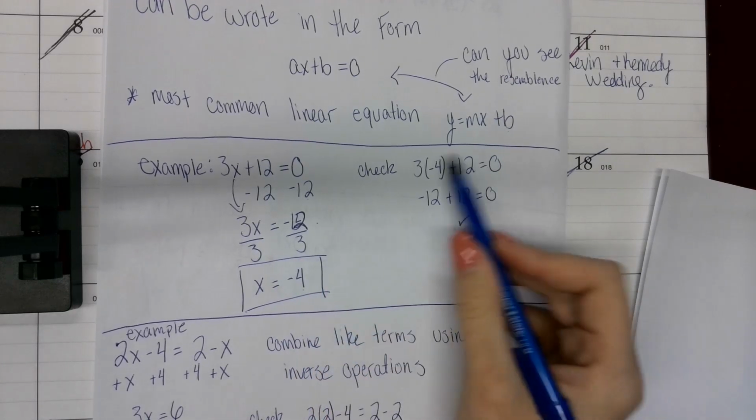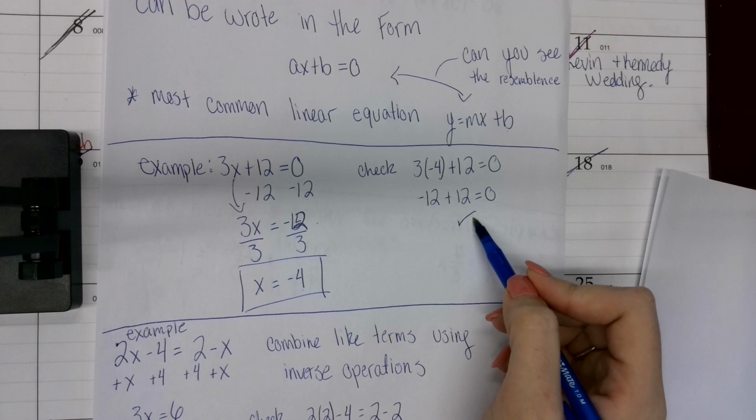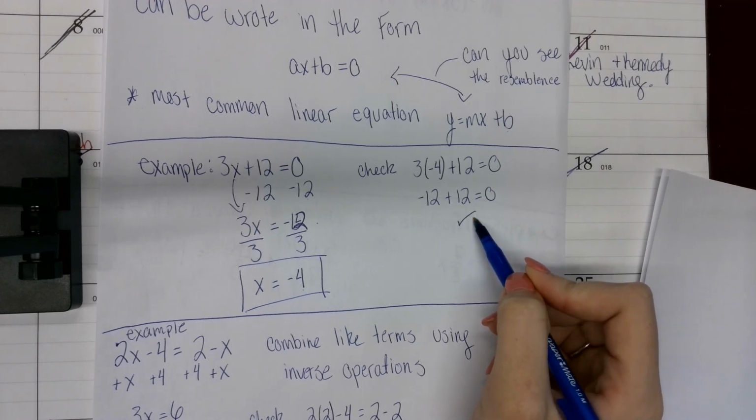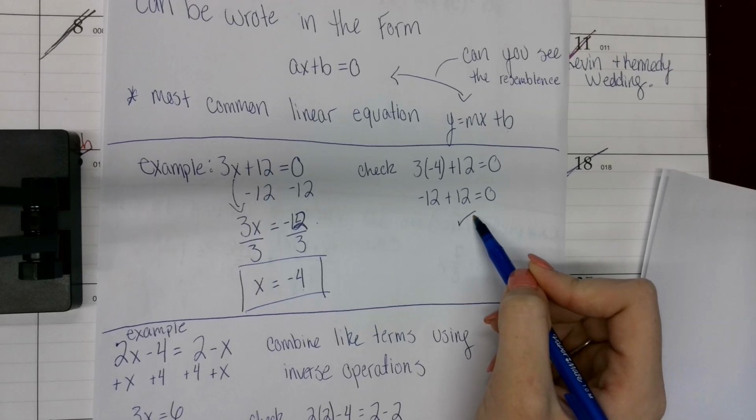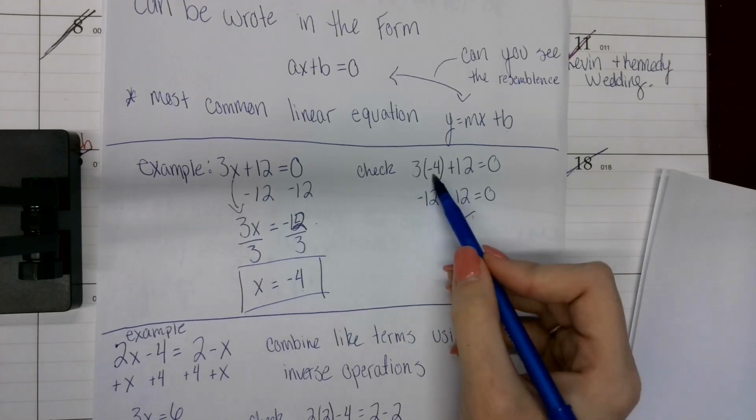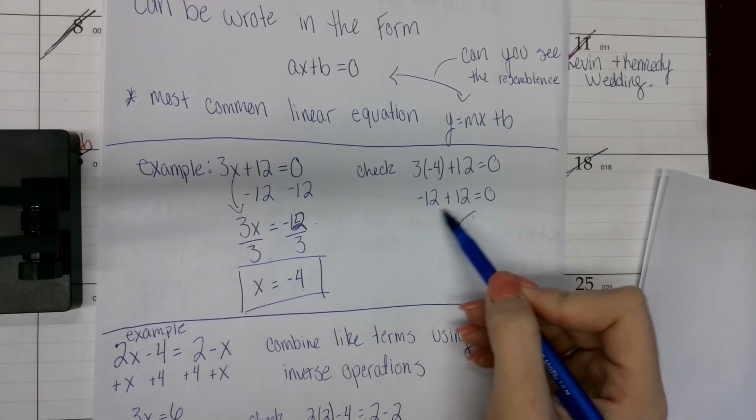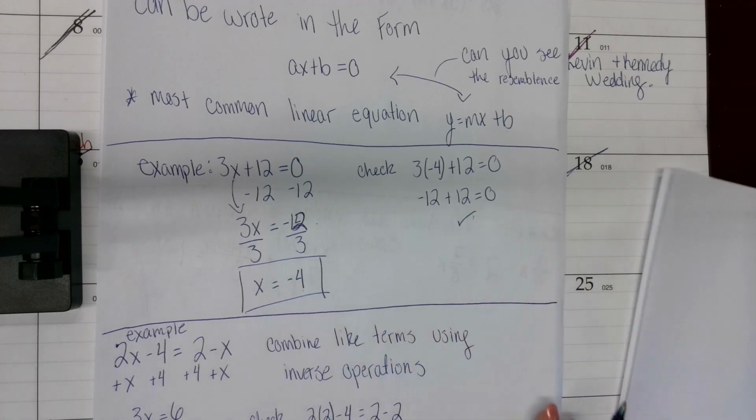And then over here I just checked it. You don't have to check your problems. If you type it in to MyMathLab and you did it wrong, it's not going to let you go on, and most of y'all probably know that by now. But 3 times negative 4 is negative 12, and negative 12 plus 12 equals 0.